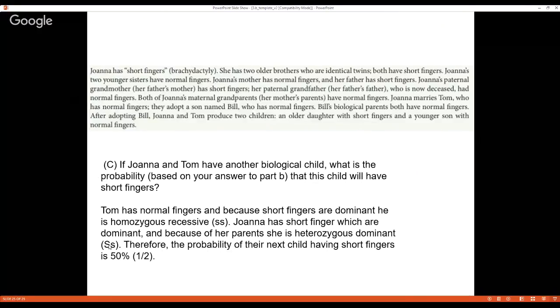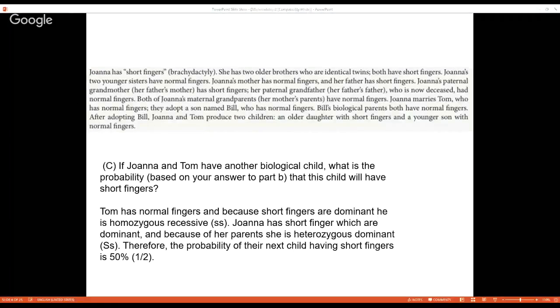And so, as I said, she's heterozygous. And so if you were to do a cross between them, you would end up with half heterozygous and half homozygous recessive. So the probability of their next child having short fingers is 50%, or 1/2. And that is all.